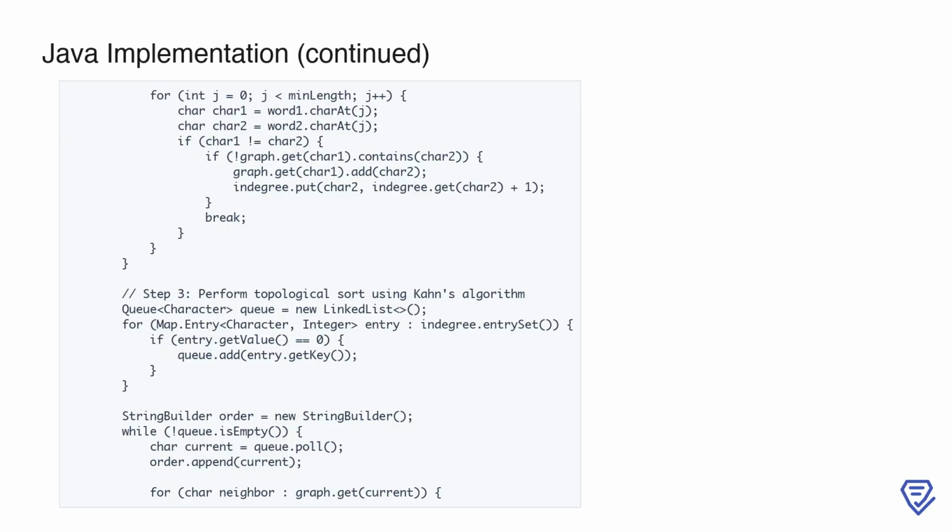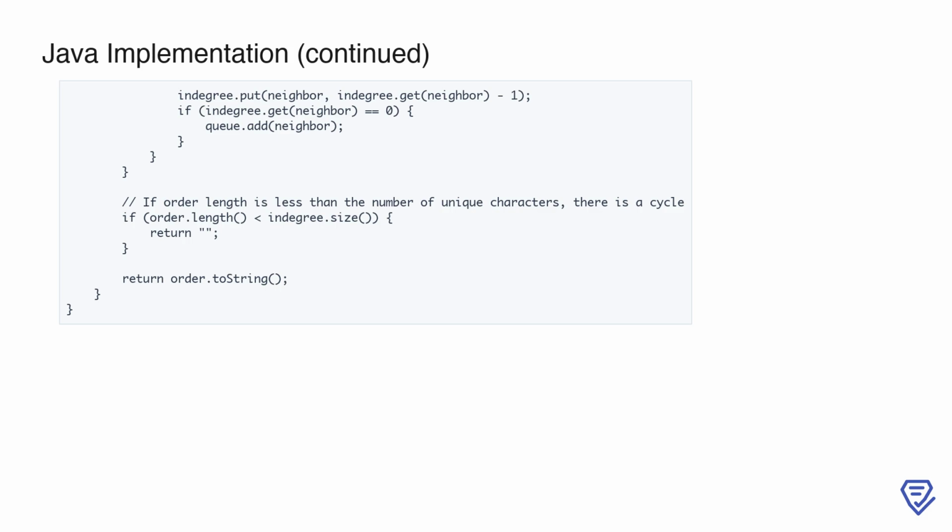Once we finish processing all adjacent pairs of words, we move on to the topological sort of the graph, which will help us derive the character order. To start, we initialize a queue with all characters that have an in-degree of 0, as these characters have no prerequisites. We also initialize a string builder to construct the final order of characters. As we process the characters in the queue, we'll ensure the order respects the dependencies in the graph.